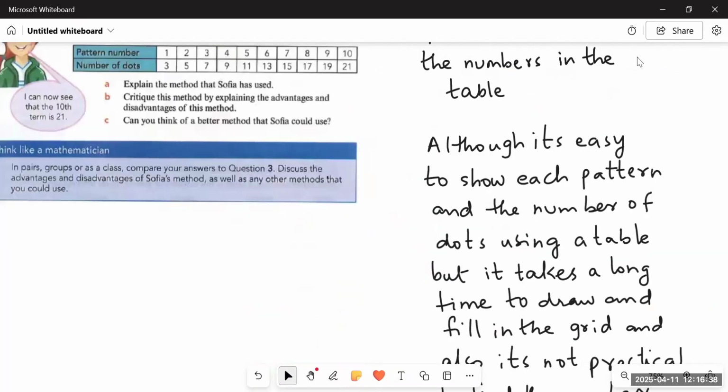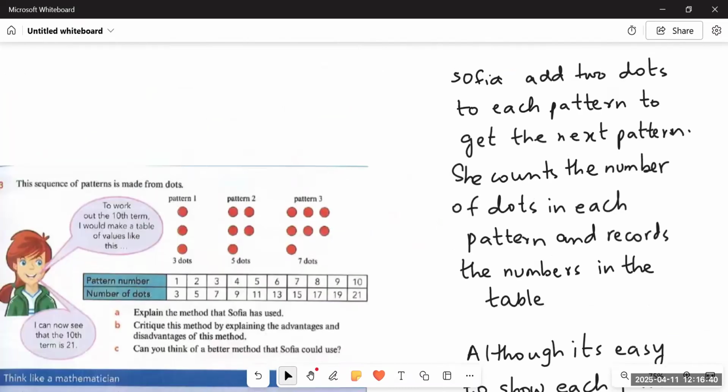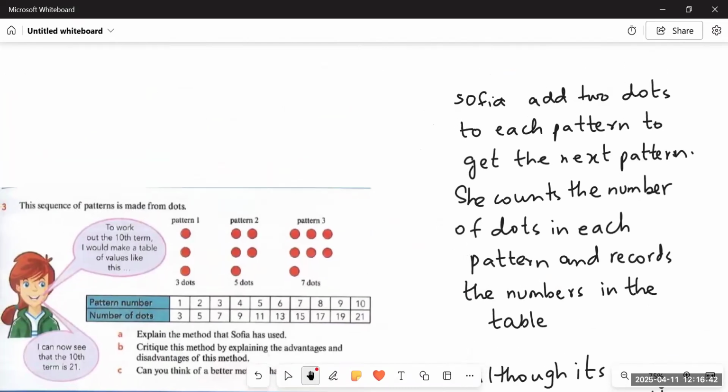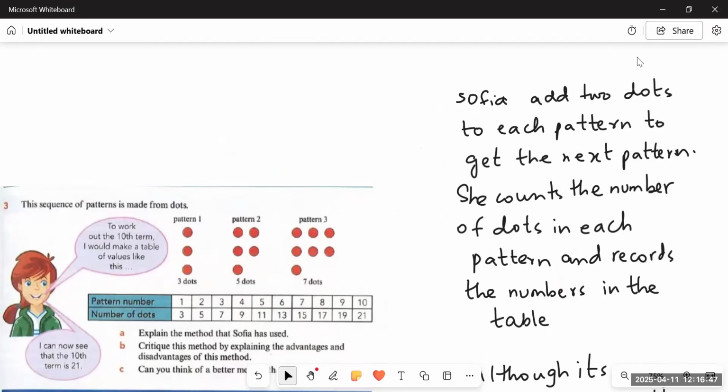So what we can write over here, let me show you, for the first one, we can say that Sophia adds 2 dots to each pattern to get the next pattern. She counts the number of dots in each pattern and records the numbers in the table. This is the answer to part A.